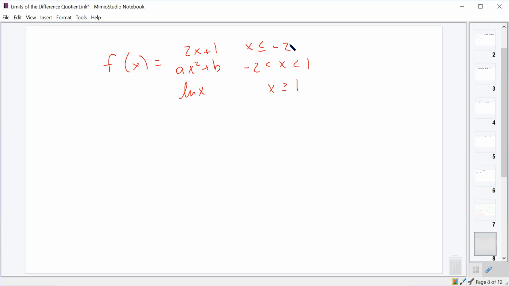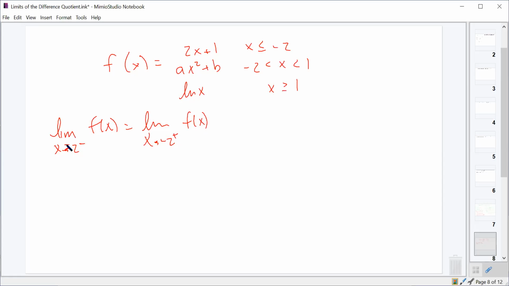The question is, is it continuous at -2, and is it continuous at 1? So we're only really concerned here about these breaking points in between, where it switches from one piece of the function to another. So we need the limit as x approaches -2 from the left of f of x to equal the limit as x approaches -2 from the right of f of x, because that will make the limit as x approaches -2 exist, right?